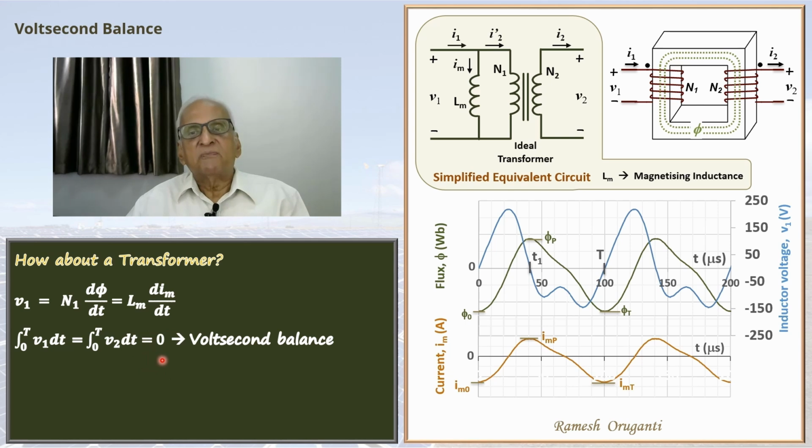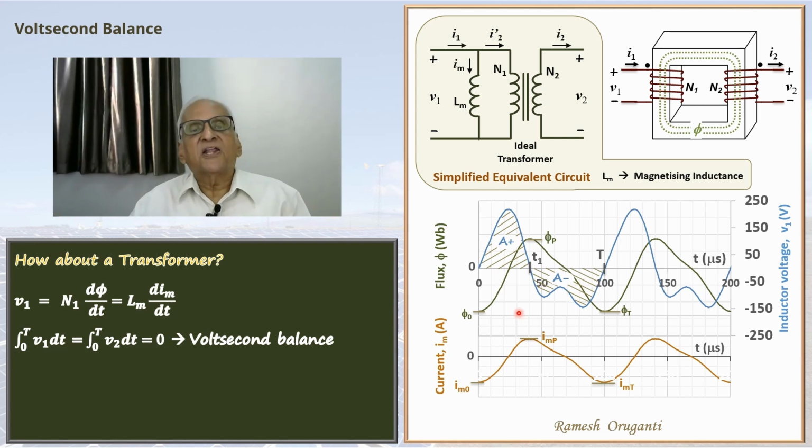In this case, because V1 and V2 follow each other, integral V2 dt is also 0. So if you have any number of windings in a transformer, at every winding, the Voltsecond balance has to be maintained. And likewise, this area plus this area has to be 0. So A plus plus A minus has to be 0 in a transformer also.